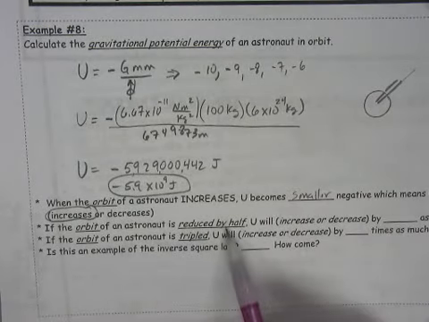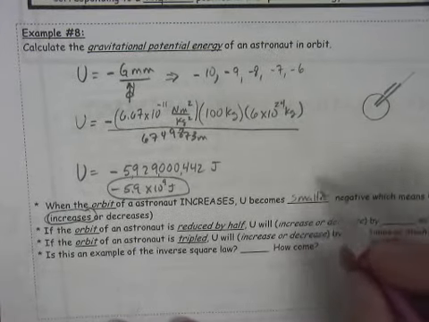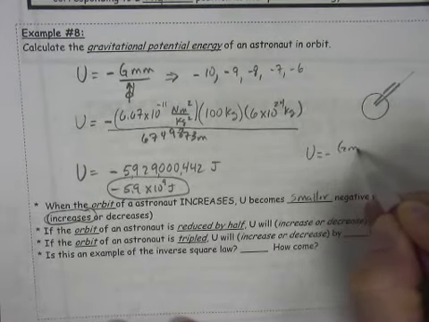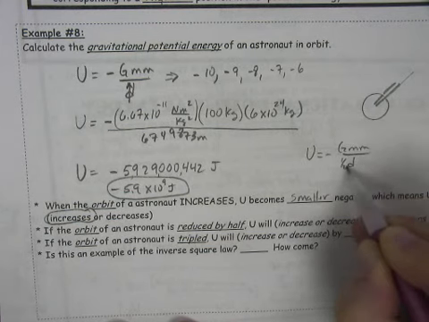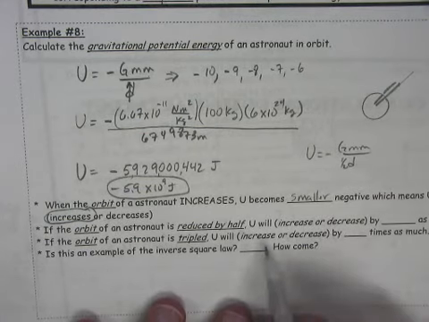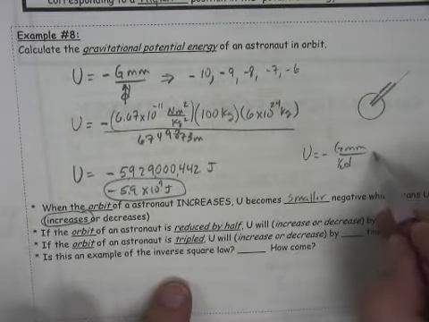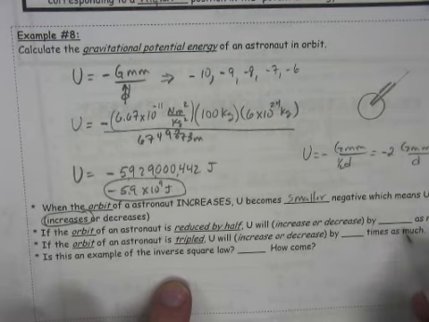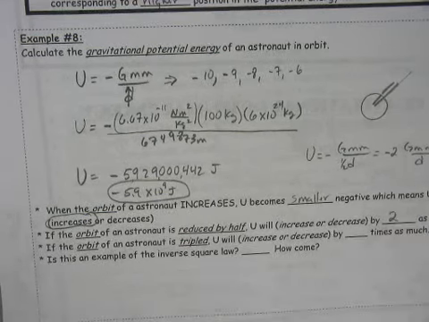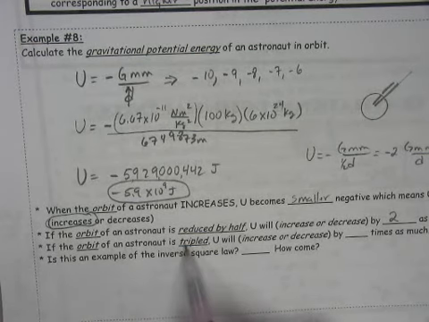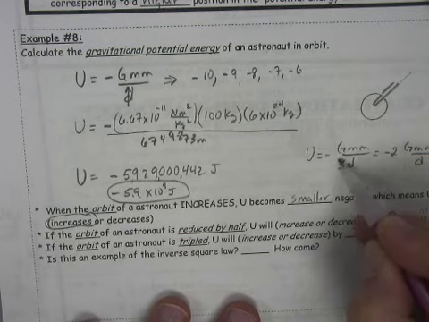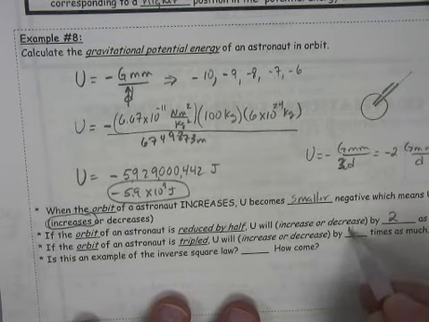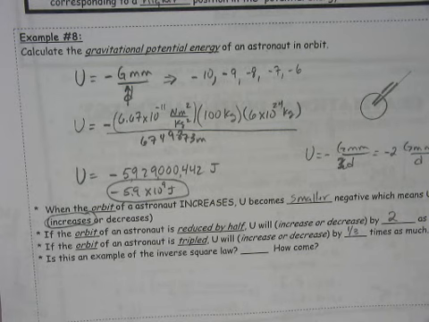If the orbit of an astronaut is reduced by half, so in my equation, negative G M over D, if I reduce it by half, that means I get half as far away. U will actually, I gotta think this through myself. So this really becomes negative 2 times G M M over D. So it actually becomes twice as much. If the orbit of an astronaut is tripled, that means we put a 3 down here. That means we're dividing by 3. So it becomes 1/3 as much.